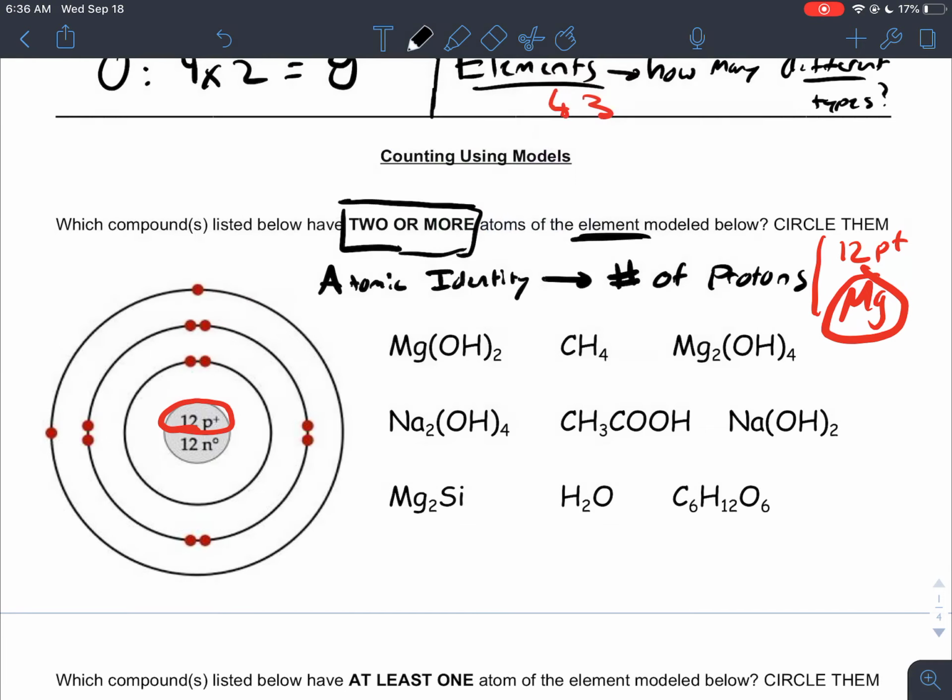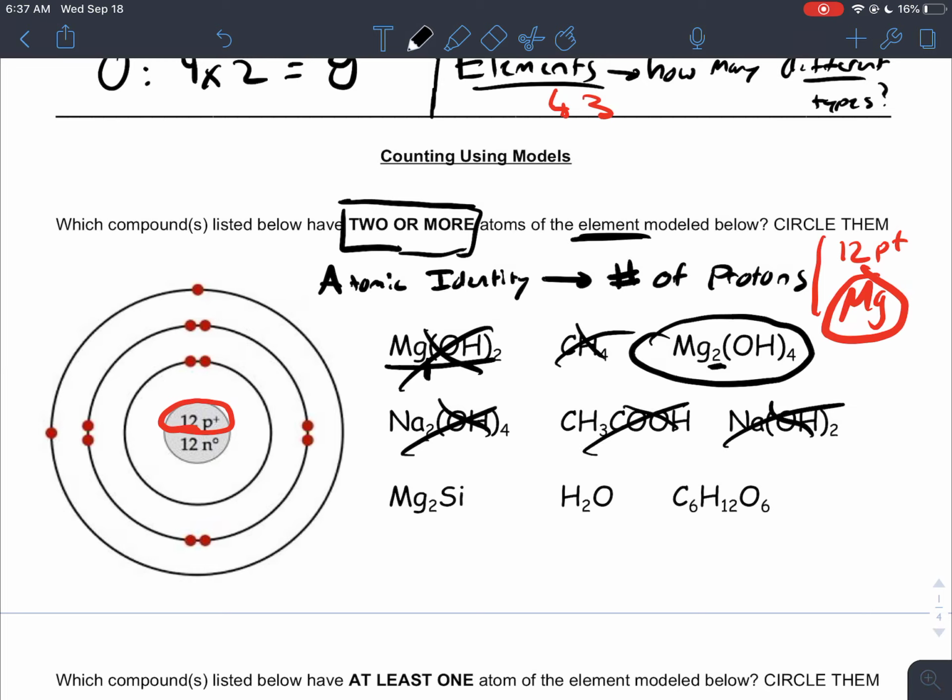I'm going to come back to black. This first one has an Mg, but it's got only 1 Mg. That's not our answer. This one, I'm going to cross it out. This one, no Mgs. I found one. Mg2. That's got 2 magnesiums. Na2OH4, no magnesium. CH3COOH, no magnesium. NaOH2, no magnesium. Found another. Check my subscript. It's got 2 or more. Mg2Si. H2O, nothing.